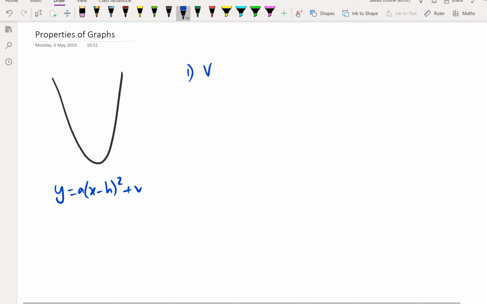Okay, so the first thing we're going to look at is a parabola, all right? Now we know the equation for the parabola is y equals a(x minus h) squared plus v, all right? The first thing that you can talk about is the vertex. This is one of the properties or features of the graph that you can talk about. The vertex is at (h, v). Now don't write h, v, all right? You've got to write it down as whatever the graph is.